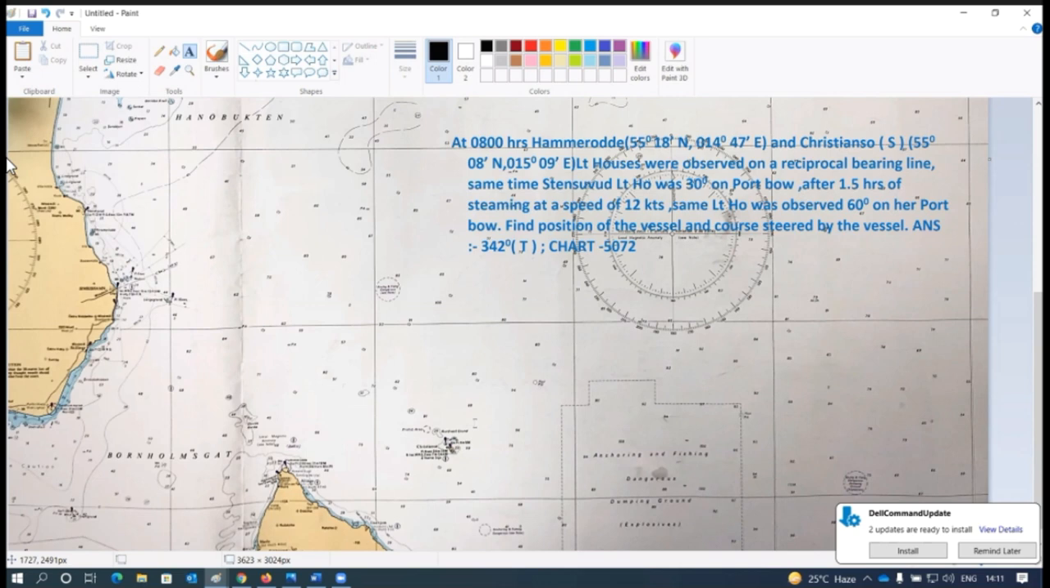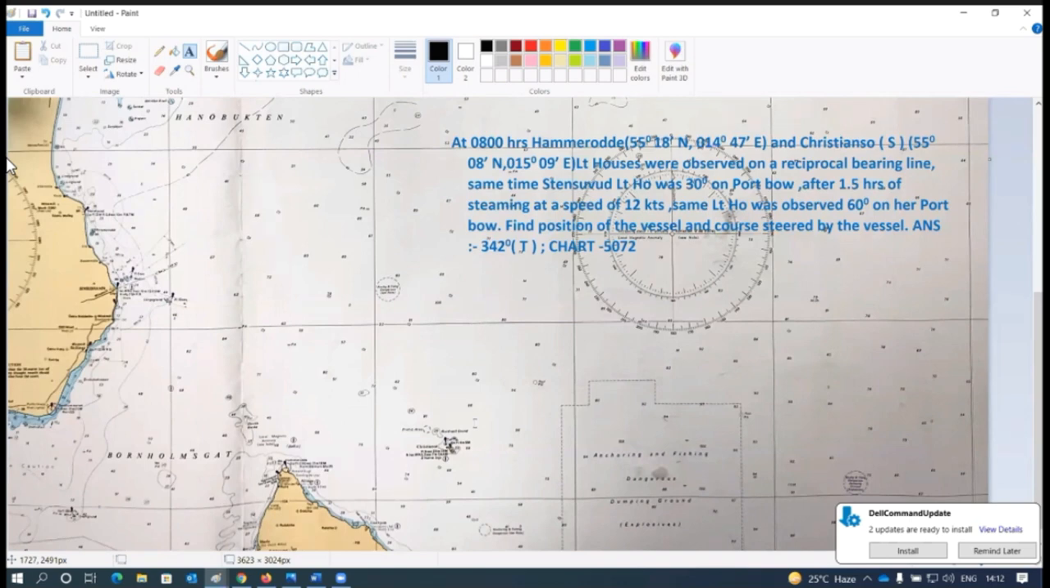After 1.5 hours of steaming at a speed of 12 knots, the same lighthouse was observed 60 degrees on port bow. The first one was 30 degrees on port bow, then it was 60 degrees on port bow. Find the position of the vessel.